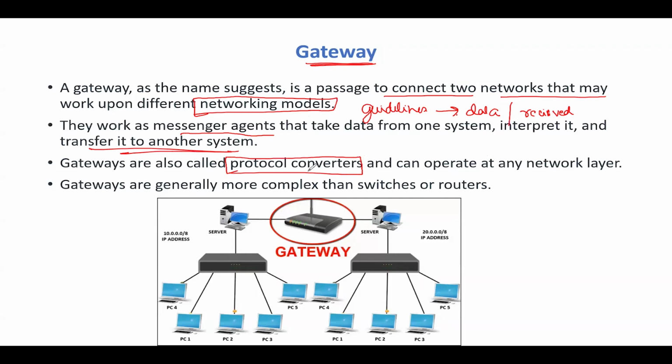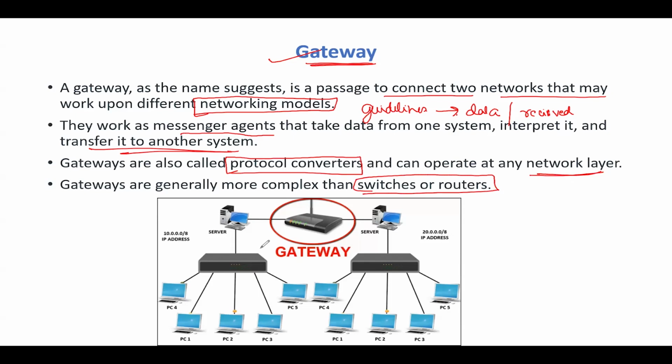When I talk about guidelines, it is nothing but protocols. A different network is using a different protocol. So this conversion between the protocols is done by the gateway, and it can operate at any network layer. Gateways are generally more complex than switches and routers.